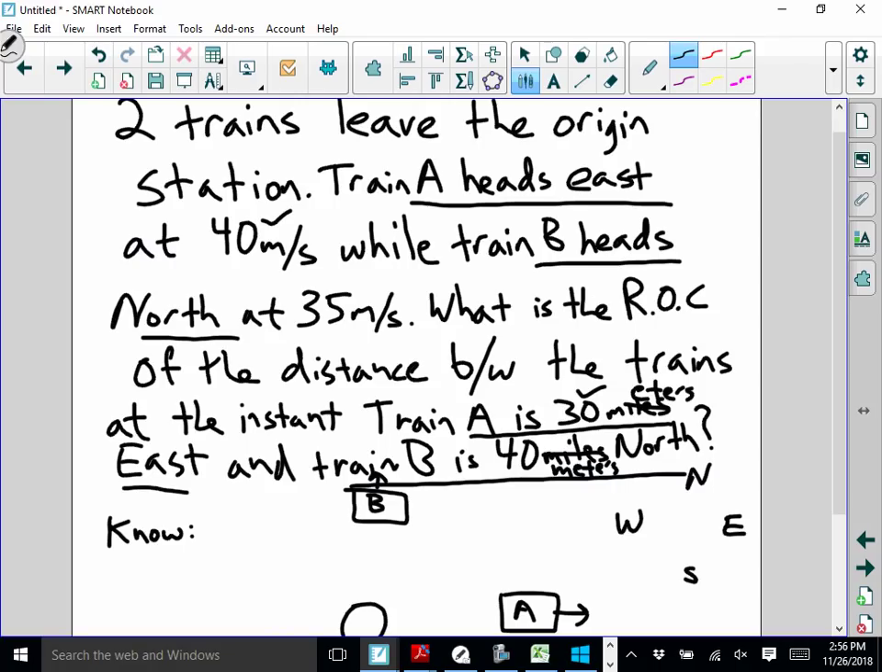Okay, so train A is 30 meters east, but train A is traveling at 40 meters per second. Hopefully you know the meters per second is the rate. Rates always are divided by time. So train A has a rate of 40 meters per second. Okay? So I'm going to say dA/dt is equal to 40.